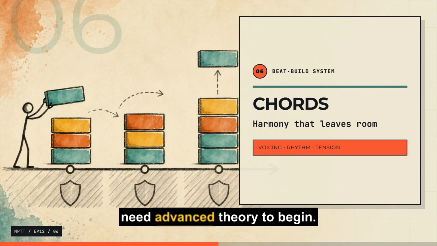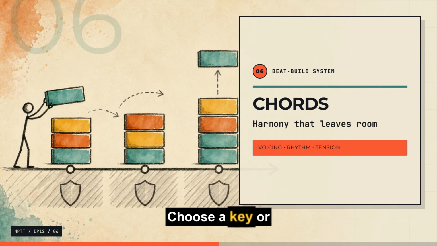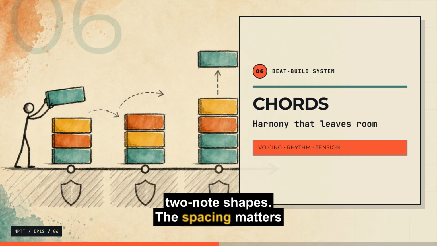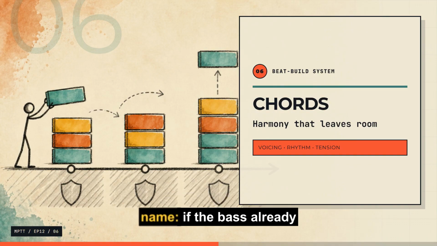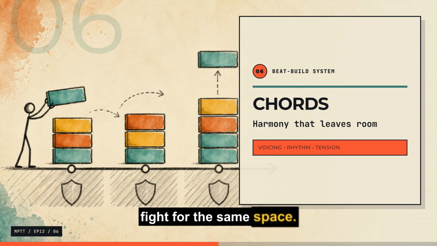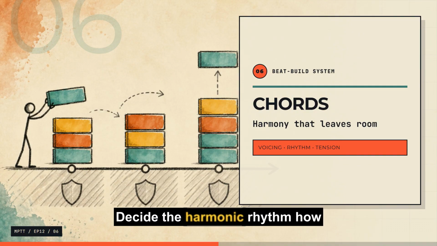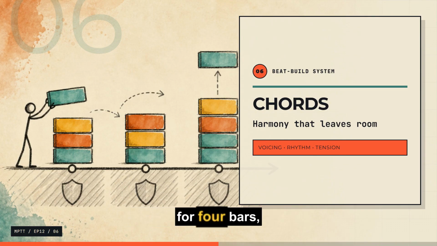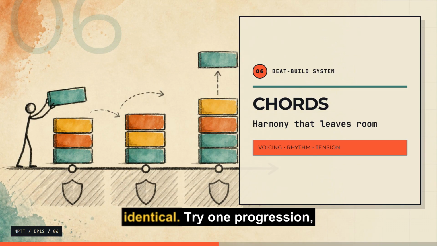You do not need advanced theory to begin. Choose a key or tonal center, then build a small set of notes that supports the mood. Start with triads or even two-note shapes. The spacing matters as much as the chord name. If the bass already owns the lowest octave, move the chord voicing higher so the parts do not fight for the same space. Decide the harmonic rhythm, how often the chord changes. A chord every bar feels different from one chord held for 4 bars, even when the notes are identical.